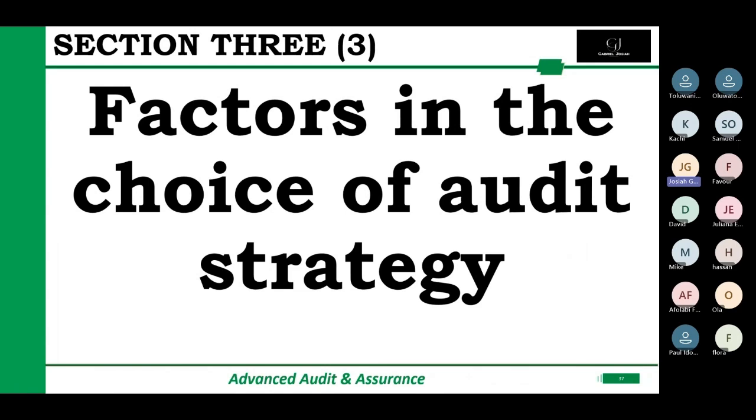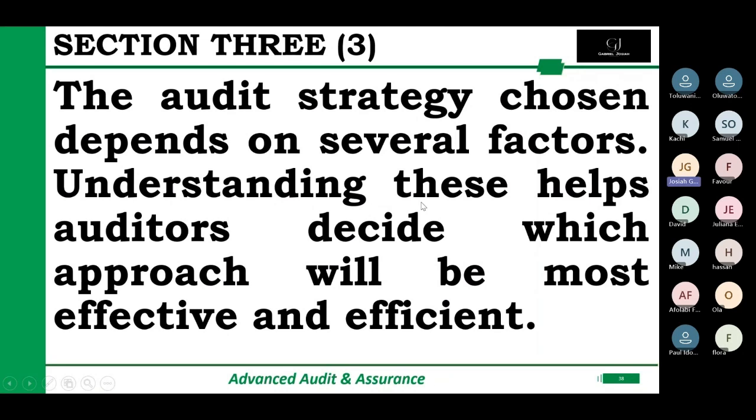So the final section on Unit 1 speaks to the factors in the choice of audit strategy. What factors do we consider in choosing the audit strategy you want to employ for the audit? You must understand that the choice of audit strategy depends on several factors. Understanding these factors helps auditors decide which approach will be most effective and efficient in carrying out their work.